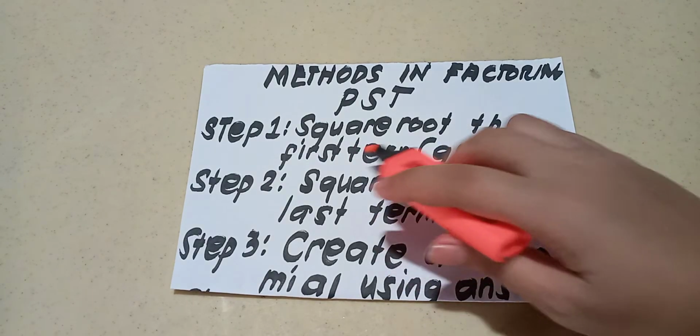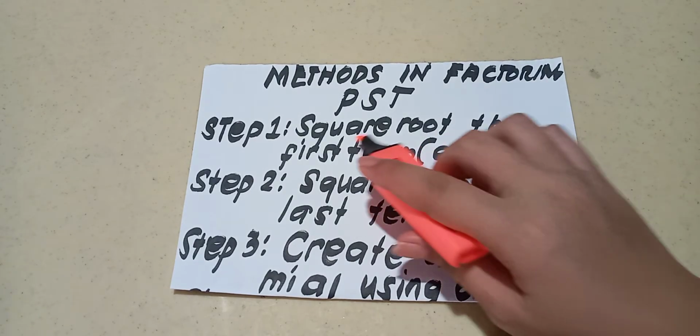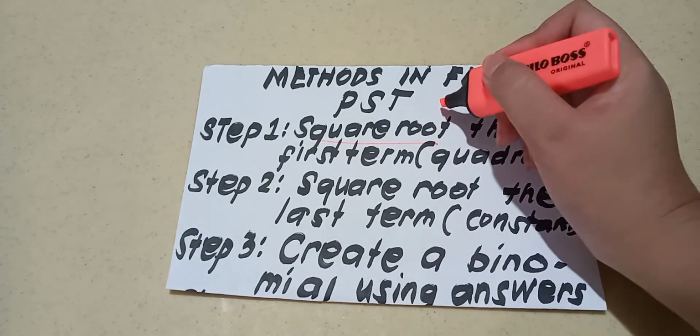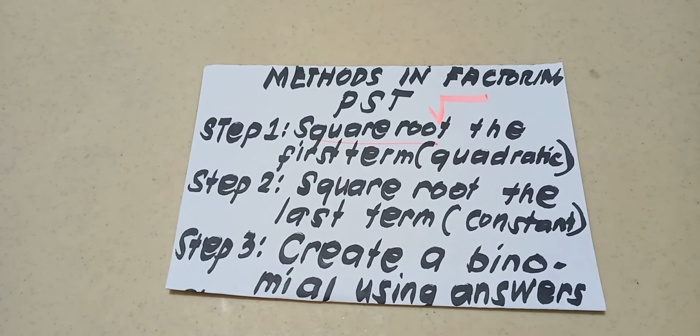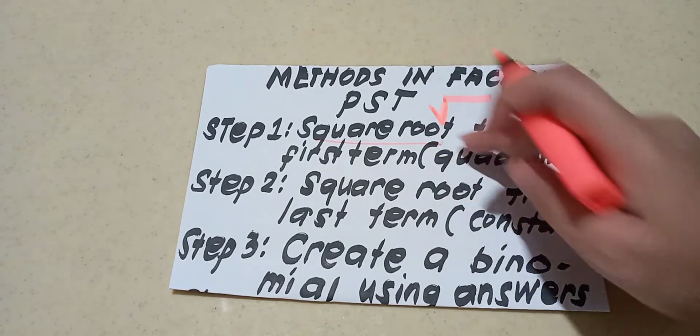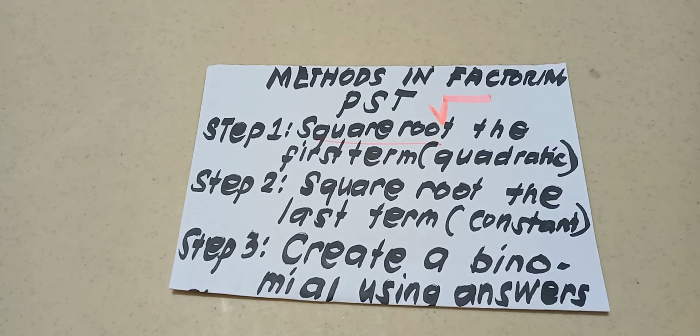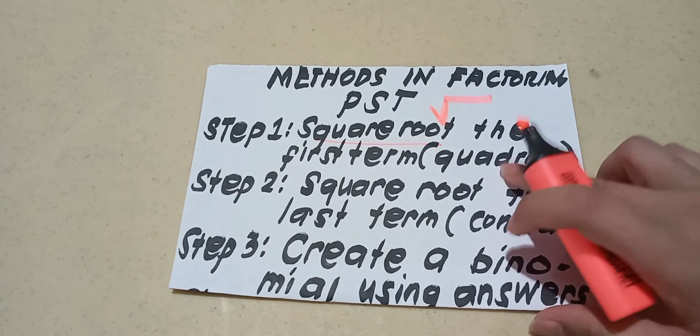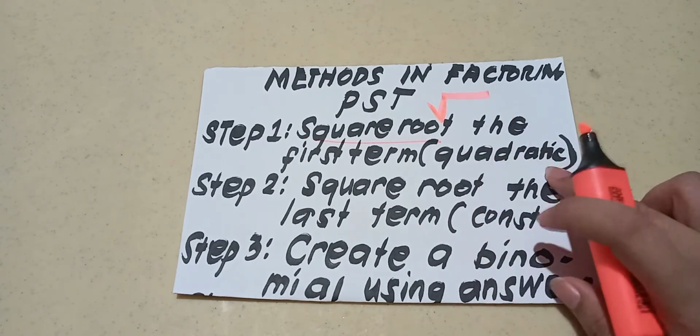The first step: square root the first term. The square root symbol is like this. It's kind of like division but it's not, because it has a slanting line at the side. So that is the square root. Square root the first term, which is the quadratic term.